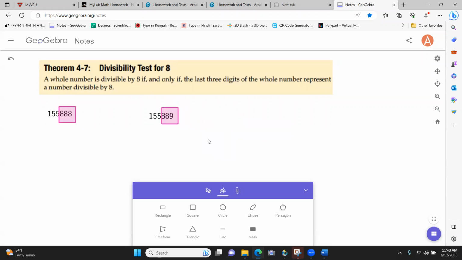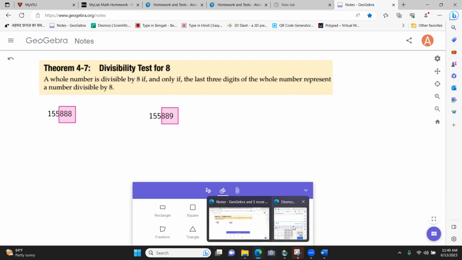Now, this is very similar to the divisibility test for 4. There's a subtle difference, as you can tell. For 4, you look at the last two digits. For 8, you look at the last three digits. So let me test if this makes any sense.